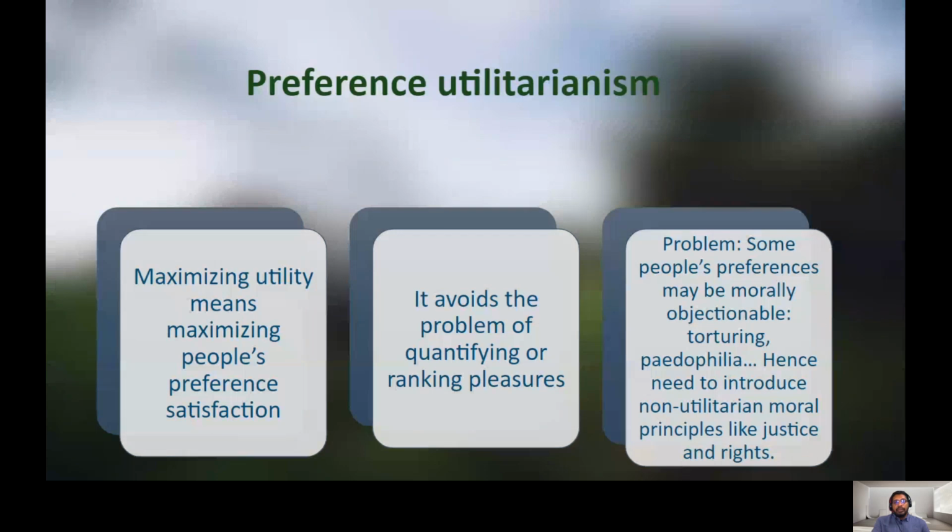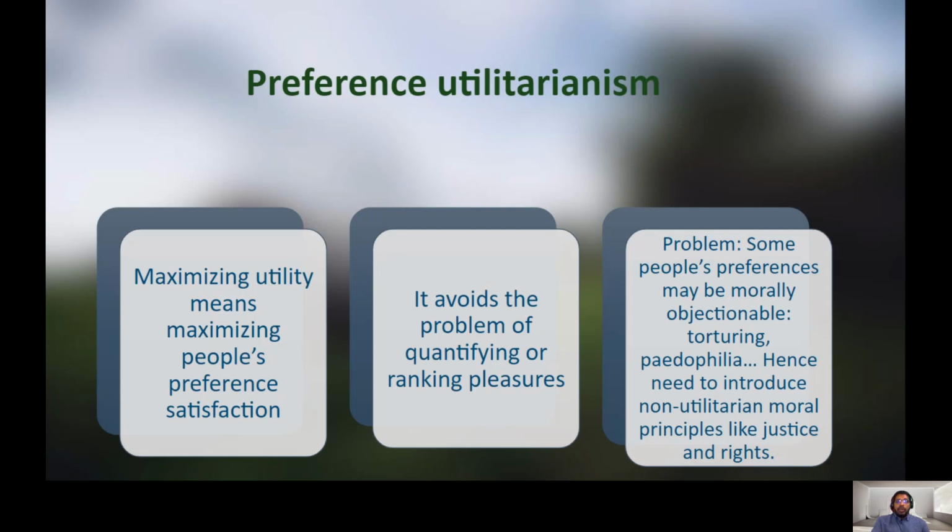Now, we also have a third person called Peter Singer. He proposes what is known as preference utilitarianism. Peter Singer is an Australian philosopher, a contemporary philosopher. He is not interested in quantifying pleasure or in distinguishing pleasure in terms of quality. Rather, he comes with the idea of preference satisfaction.